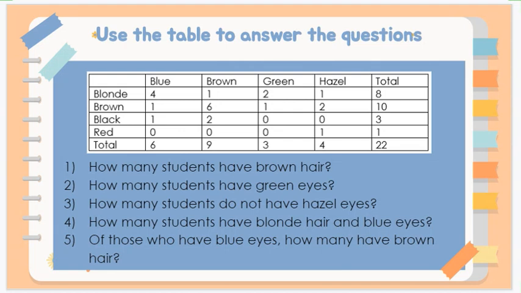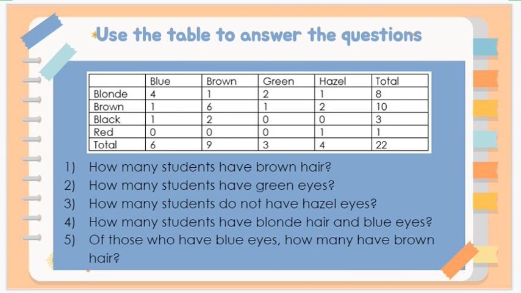Use the table to answer the questions. This time we're looking at a table, and let's see what our titles are. Across the columns, you'll notice we have blue, brown, green, hazel, and of course our total. So that must be eye color. And then on the rows, we have blonde, brown, black, and red. So that must be hair color.